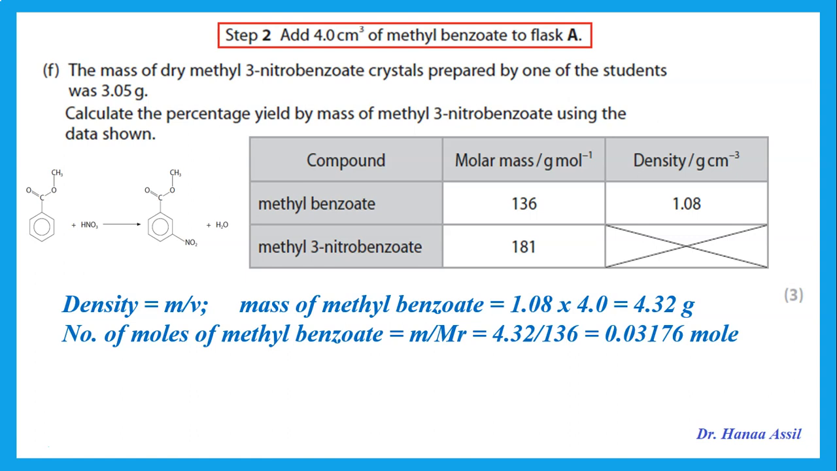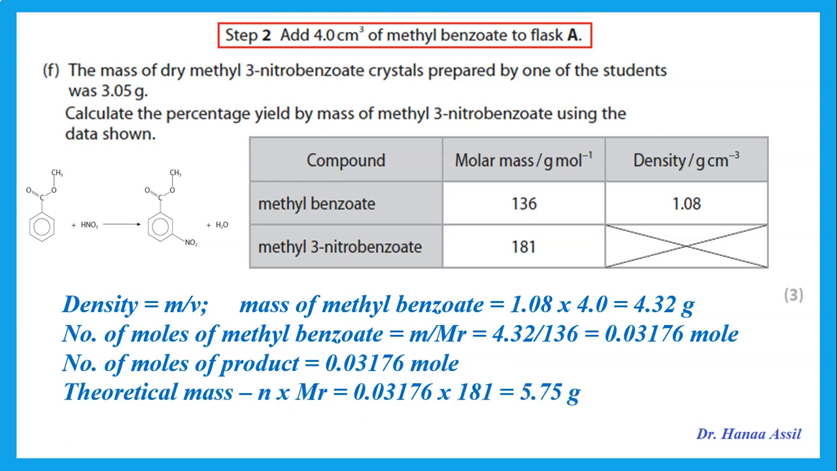Then I can use this to get the number of moles. So the number of moles of the methyl benzoate is mass over molecular mass. He gives me the molecular mass. This gives me the number of moles. Now, looking at the equation, it's obvious that the number of moles of the reactant is the same as the number of moles of product. So now I have the number of moles of my methyl 3-nitrobenzoate. Then I can get the mass. Mass is number of moles times Mr. Number of moles is what we got. The Mr he gives me in the table. So this tells me that the theoretical mass that he should have obtained is 5.75. How do we get percent yield? Percent yield is what he got over the 5.75 times 100. So this gives me a percent yield of 53%.